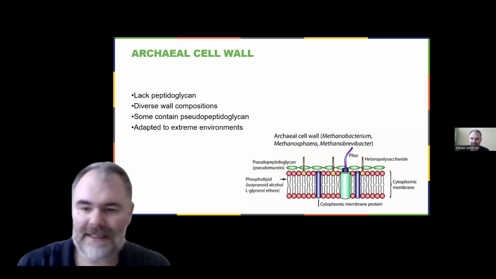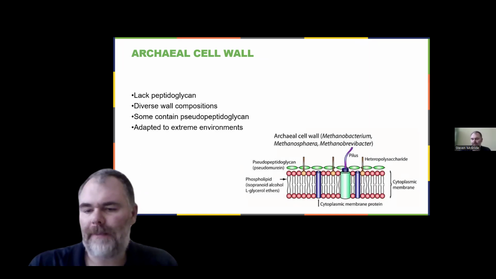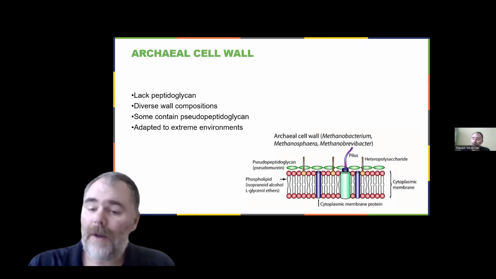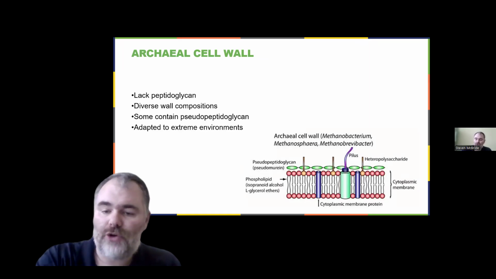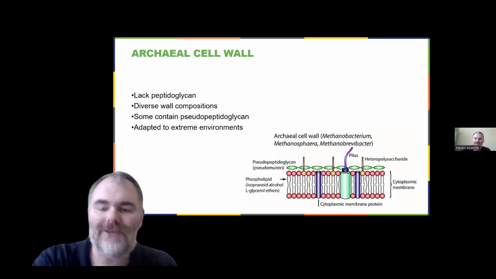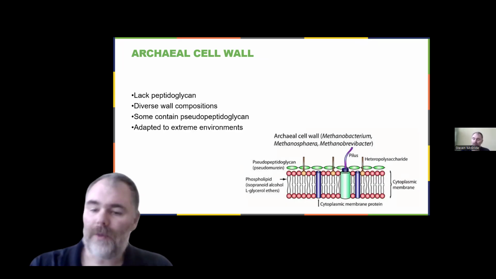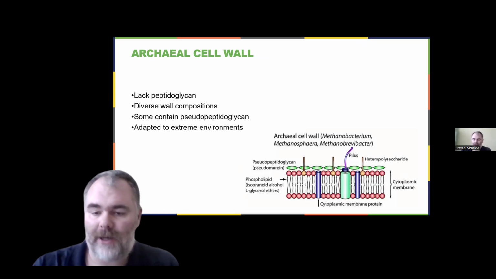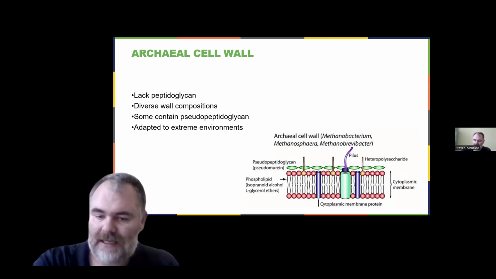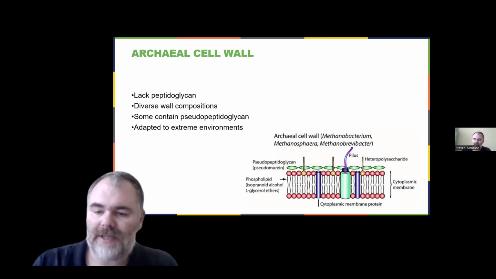Archaea also possess cell walls, but their walls are fundamentally different from those of bacteria. One major difference is that archaea lack true peptidoglycan. Instead, archaeal cell walls can have a wide variety of compositions depending on the species. Some archaea contain a material called pseudopeptidoglycan, which is similar in function to bacterial peptidoglycan, but chemically distinct. Others may use proteins or different polysaccharides to build their cell walls.